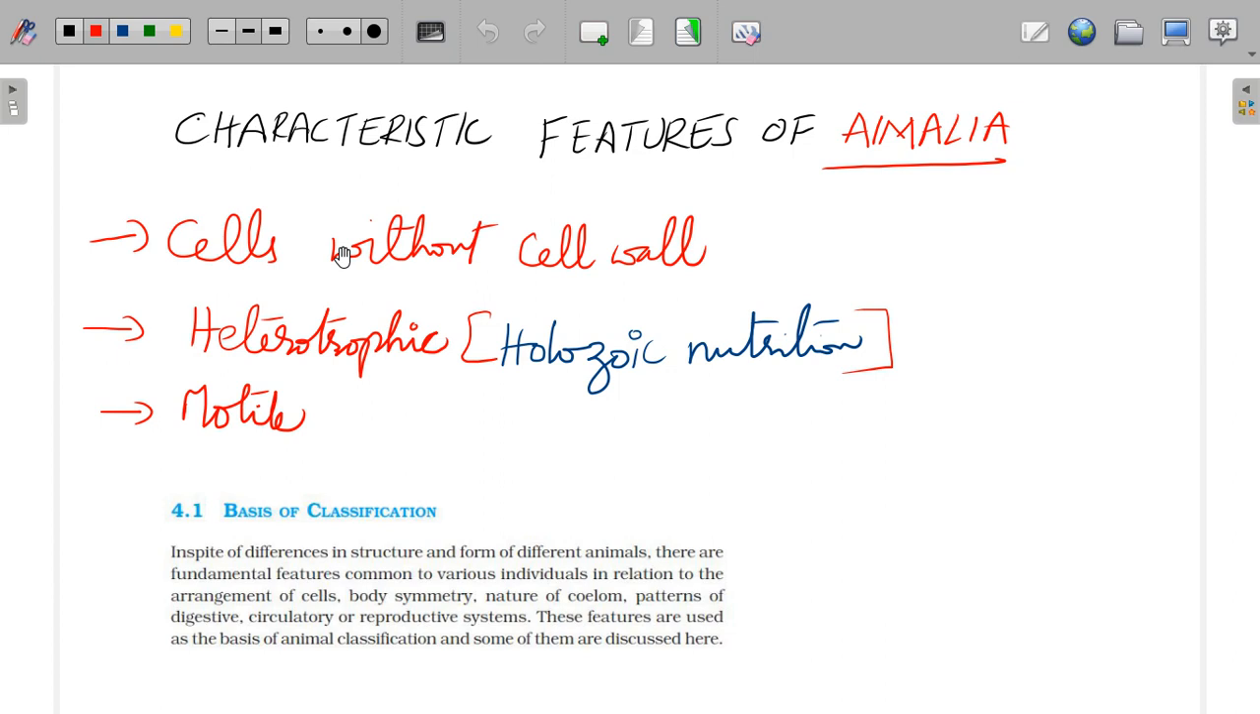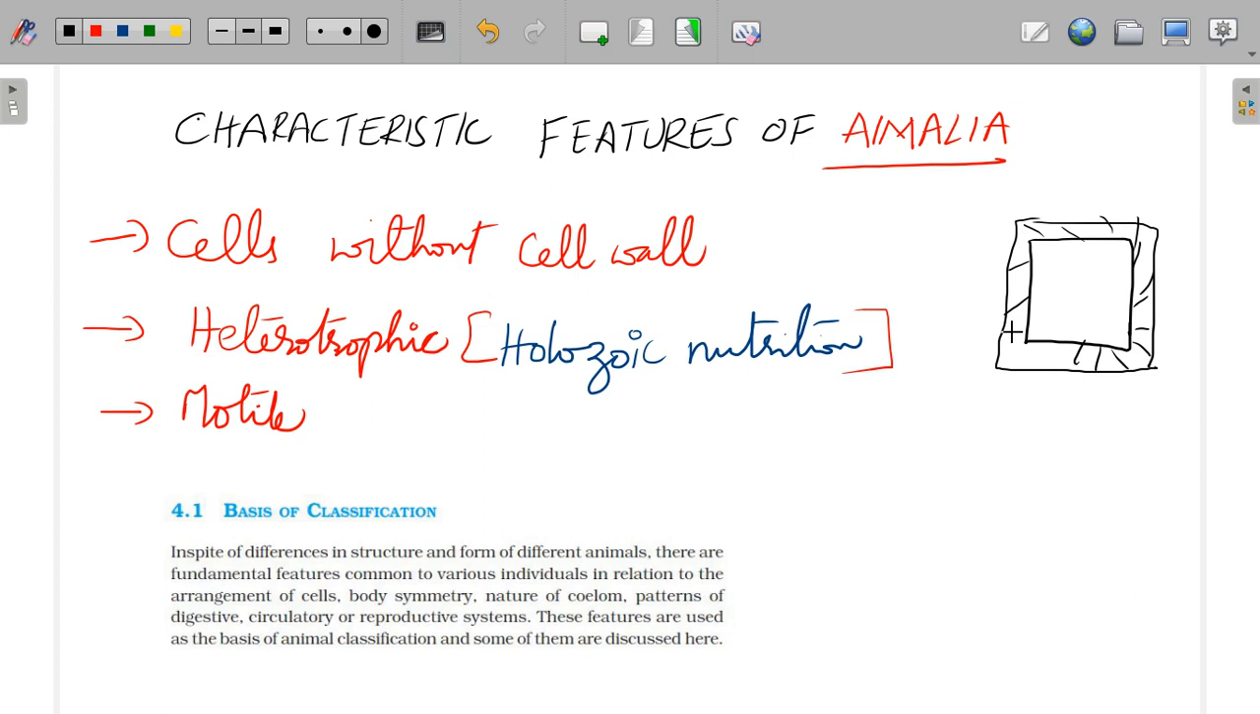So we already know that the Animalia, they are eukaryotic in nature, and the difference with the plant cell is that they don't have any cell wall. Like in the offline classes, I already said that cell wall is the main characteristic feature of Plantae, Fungi, and Monera. But this cell wall is absent in the Animalia group.